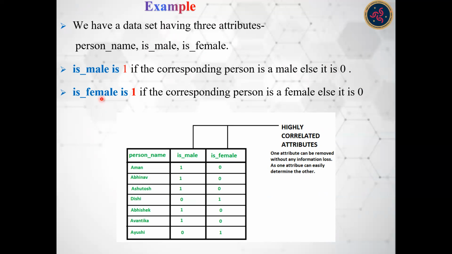And if the person is a female, then is female will be 1, and the other value will be 0. So actually, there is no need to have both of these values. Any one is required, right? If this person is male, if it is 1, or if it is 0, what does it mean? This particular row, this person is a female, right? So we can remove one attribute without any information loss, as one attribute can easily say whether that particular person is a male or a female.